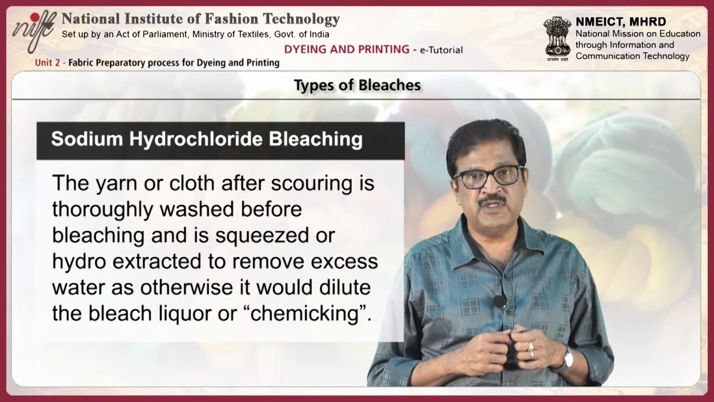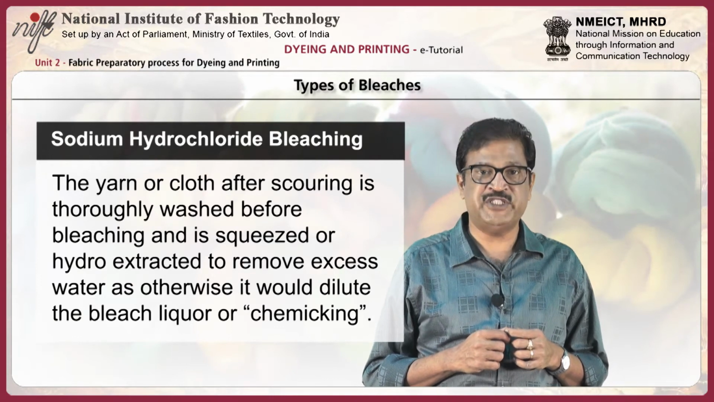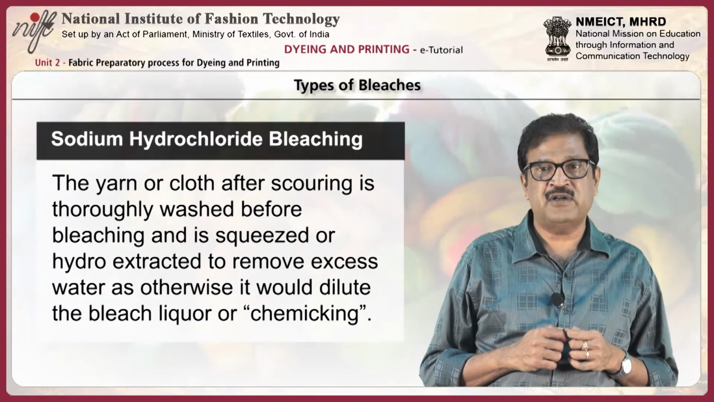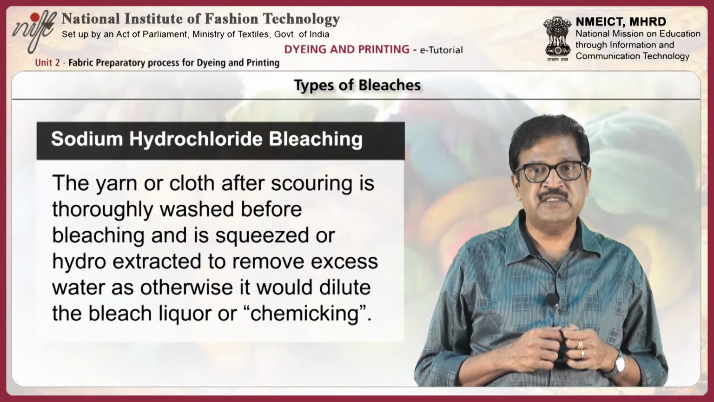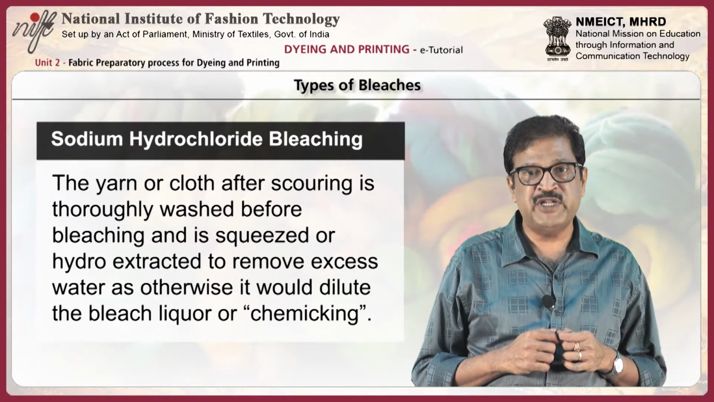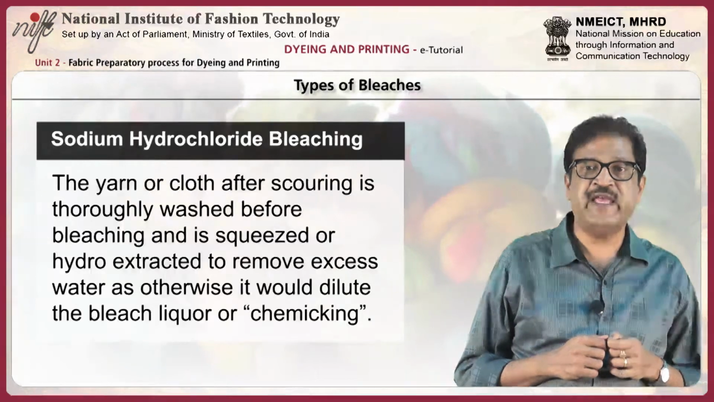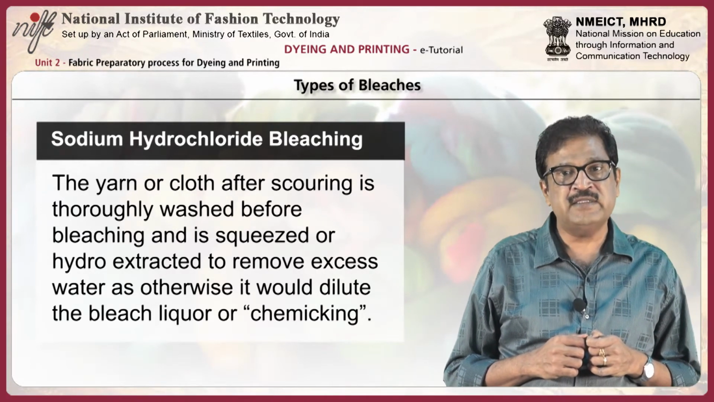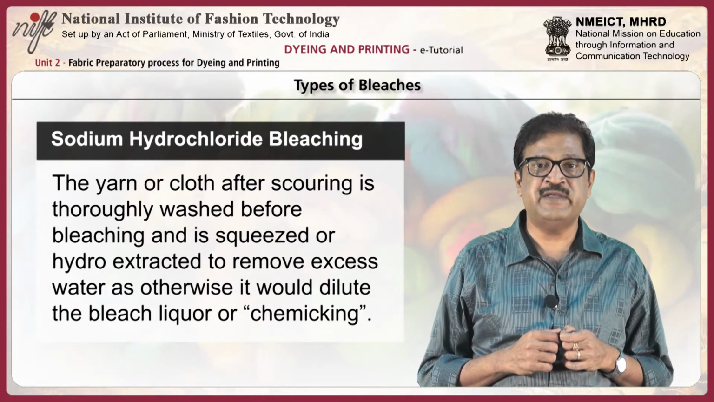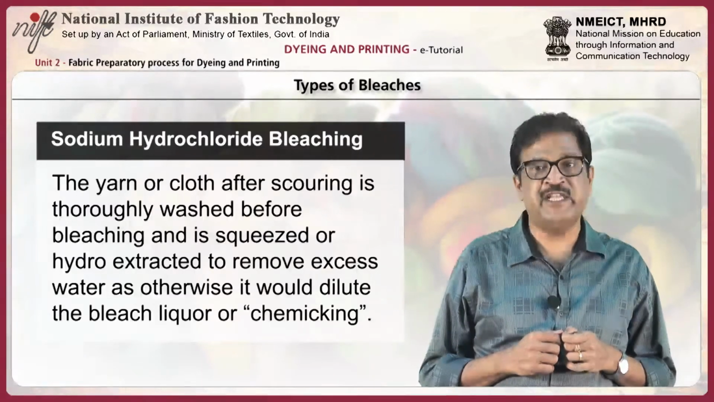Next we will discuss about sodium hypochlorite bleaching. The yarn or cloth after scouring is thoroughly washed before bleaching and is squeezed or hydro extracted to remove excess water, as otherwise it would dilute the bleach liquor. It is called chemicking.